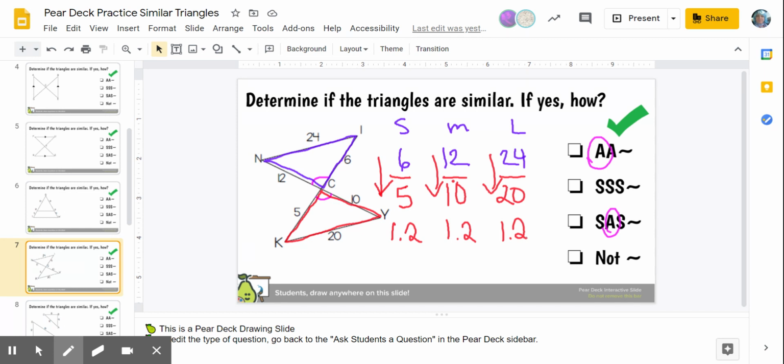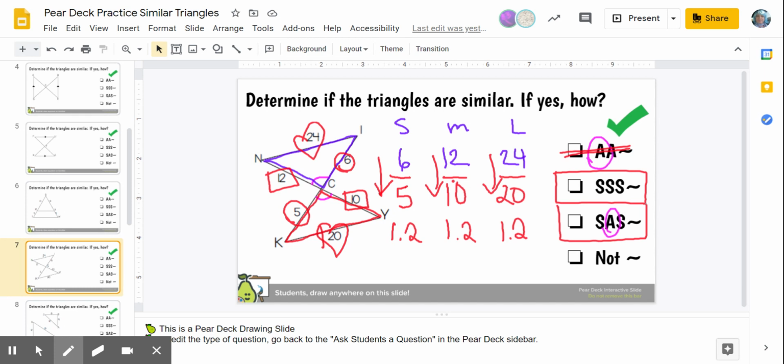We only have one set of angles, so it can't be angle, angle. The 5 goes with the 6, and the 10 goes with the 12, and the 20 goes with the 24, and they all do the same thing. So we can either say side, side, side, or because Victoria, you're so smart, and you saw those vertical angles, we could say side, angle, side. So either one of those are valid. You just need to have the angle marked if you're going to say side, angle, side. Okay. I'm going to stop sharing.